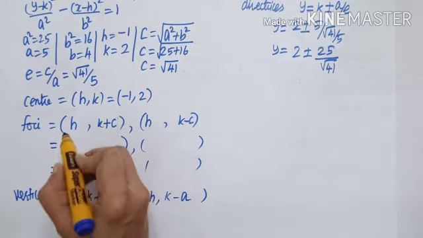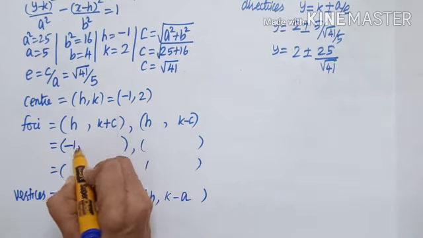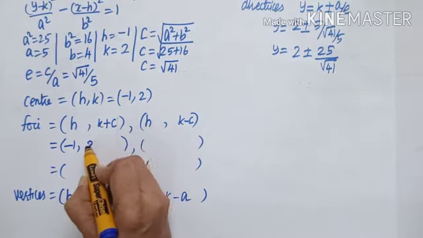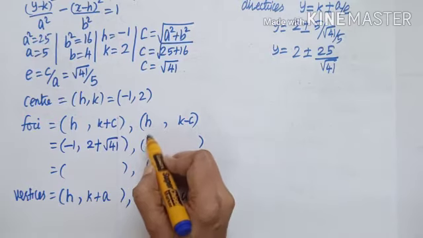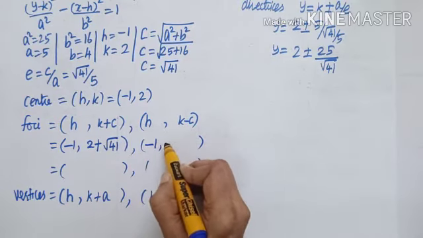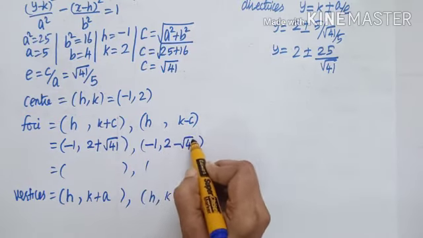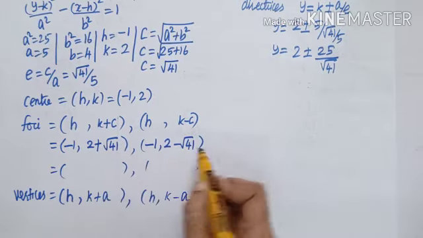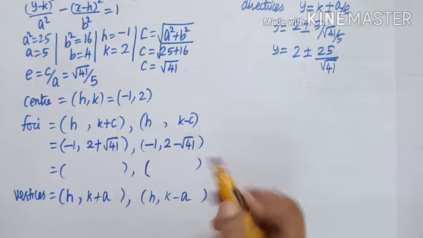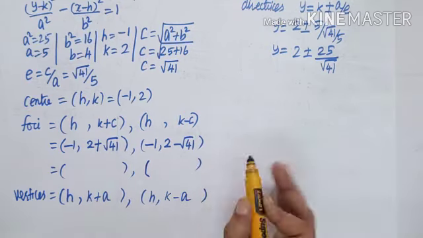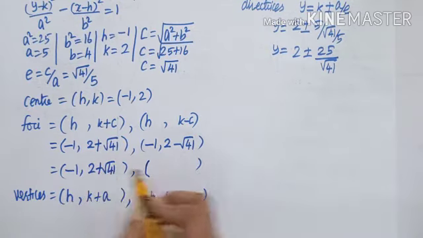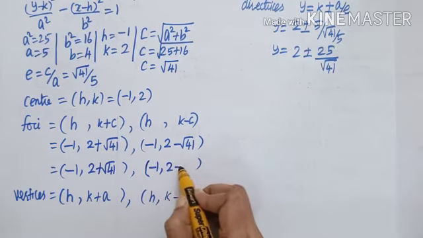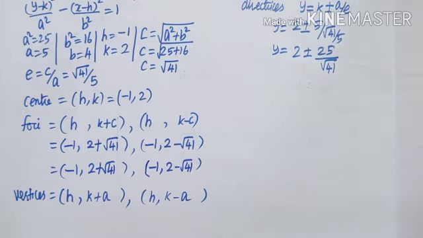Here as I substitute H value minus 1, K value 2 plus C value root 41. Similarly here minus 1, 2 minus root 41. Here also whenever root is coming we cannot simplify further, so that is the answer. Minus 1, 2 plus root 41, minus 1, 2 minus root 41.